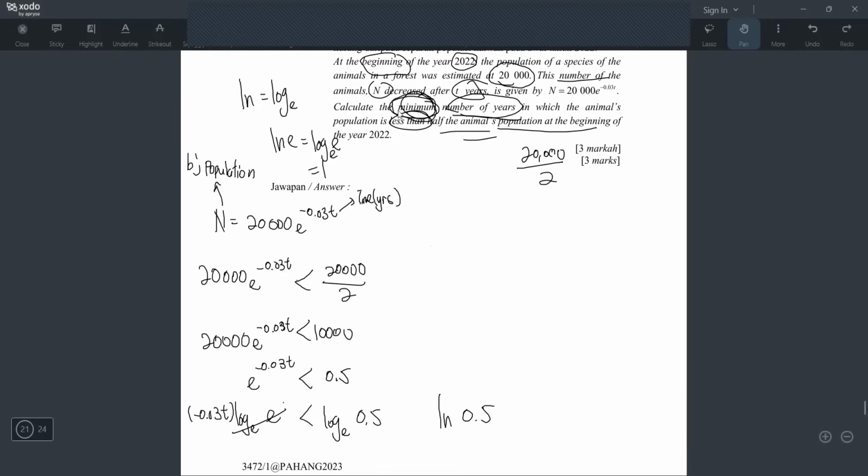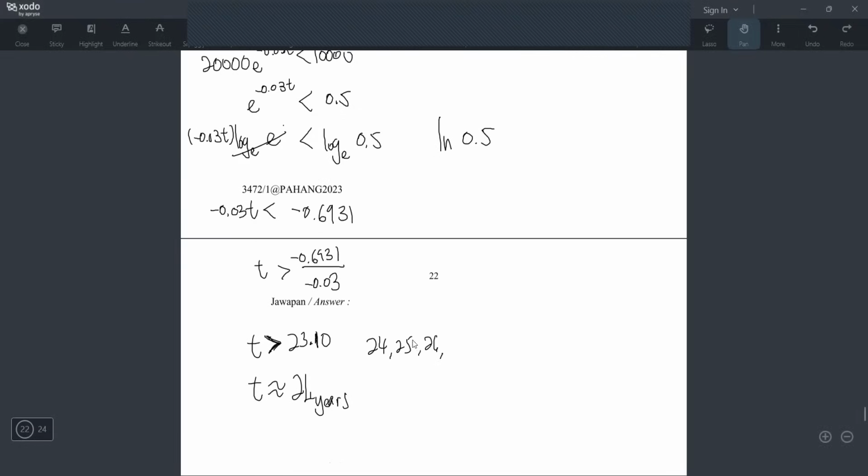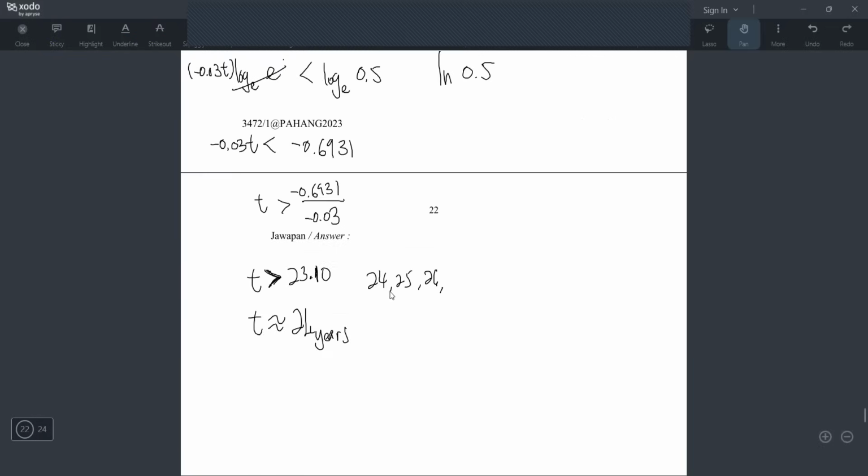Do you understand? When they say calculate the number of years for the population to be less than half, it means 24 years, 25 years, 26 years. These are all the years when the population is less than 10,000. What about 23? Cannot. 23 is not the answer, because at 23 the population is still more than 10,000. Only when it's 24 does it start to get less than 10,000. That's why the symbol here is bigger than. 23 is not bigger than 23.1, so 23 is not the correct answer.